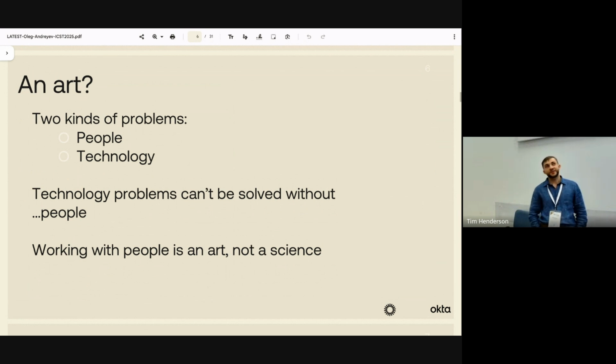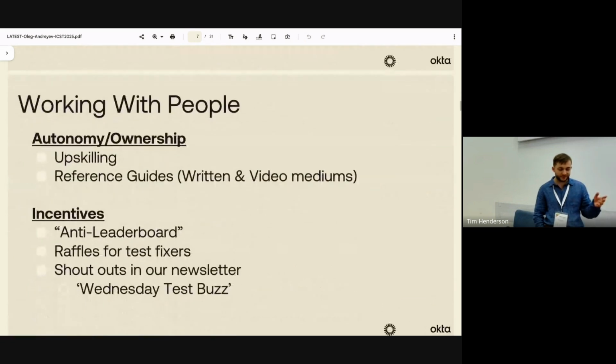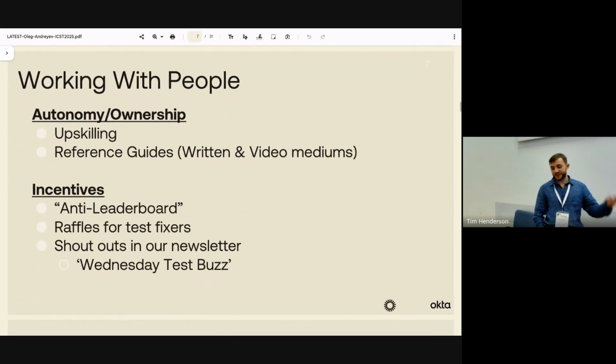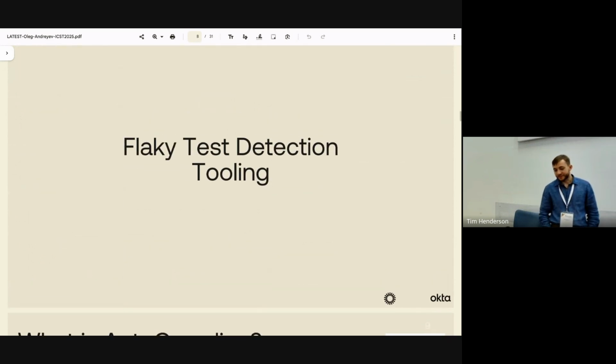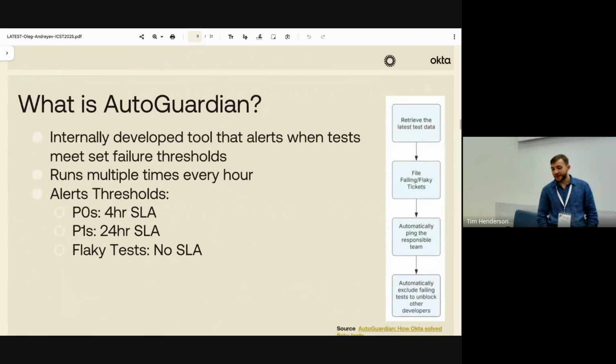So we updated internal guidance. We created video and written references, video tutorials, literally step-by-step guidelines on how to fix classes of test failures. That wasn't enough, so we took another approach, a little social approach. We leaned on the power of incentives, friendly competition, leaderboards, raffles, and shout outs. They started to create a favorable result in our organization. Now we'll talk about the tooling and the integrations behind it.